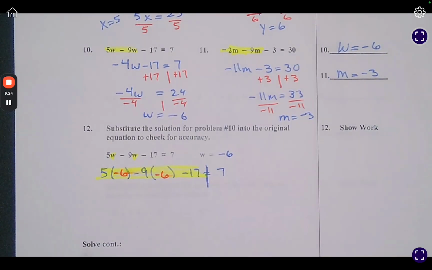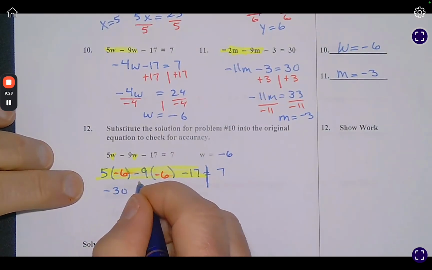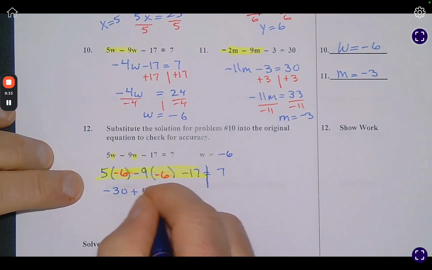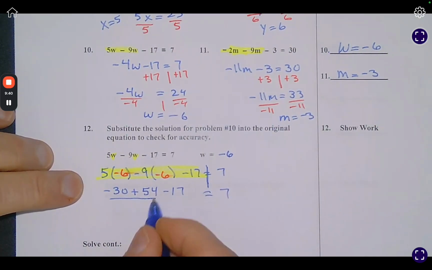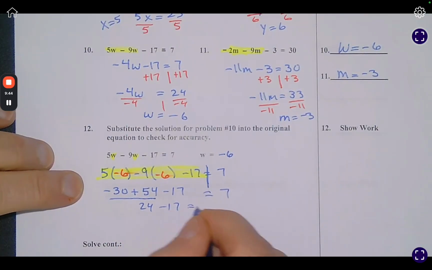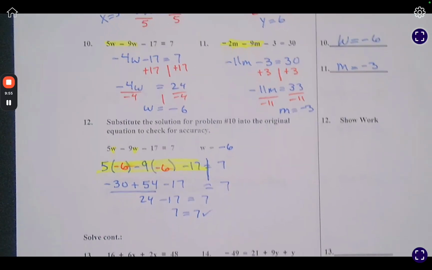So simplify. 5 times negative 6 is negative 30. Negative 9 times negative 6 is a positive 54, minus 17. And we hope that equals 7. Okay, combine those. Negative 30 plus 54 is 24. 24 minus 17? That's right, 7. Let's go. Checked out. Good job. It's always nice to check. That's why I love math. I can always check my solutions.